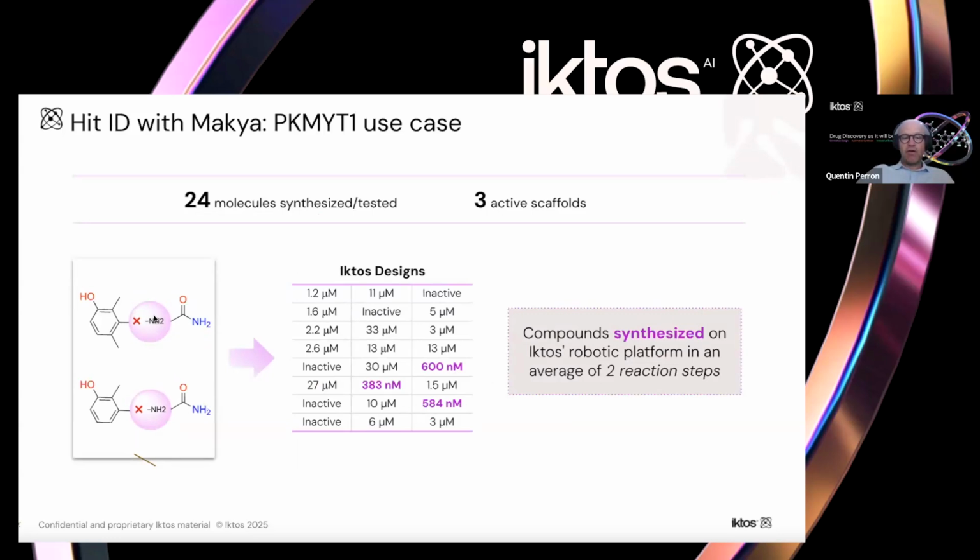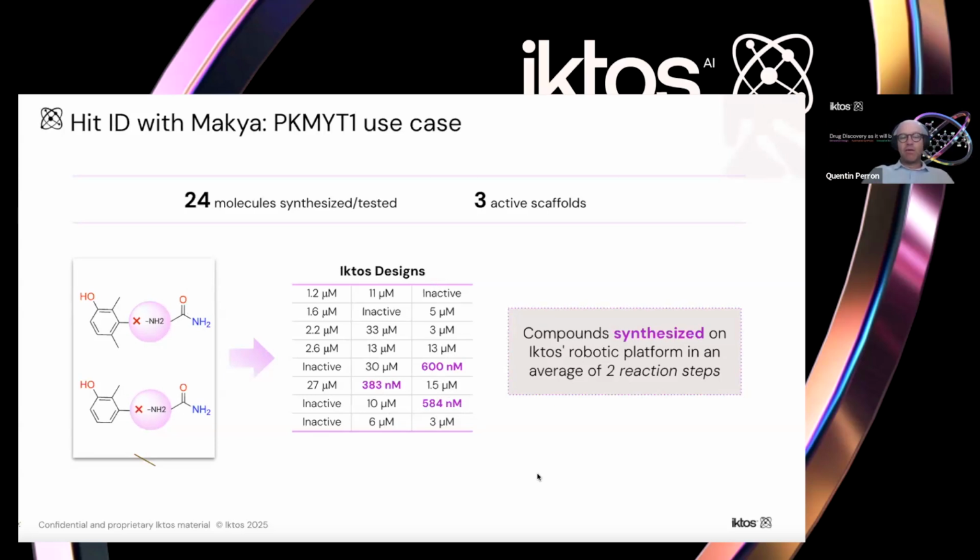Again, new scaffold, no NH2. In that case, we decided to keep the amide bond, which was not the case in the first experiment, and we obtained 3 compounds, less potent than the previous generation, but again, in only 24 molecules, we obtained 3 active compounds with totally different scaffolds, totally different physical properties.